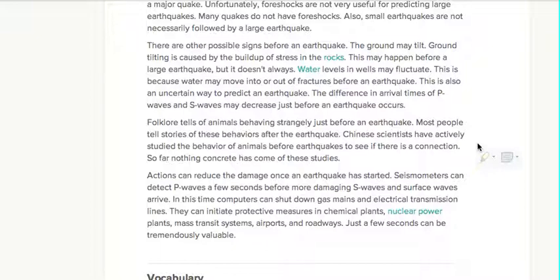Actions can reduce the damage once an earthquake has started. Seismometers can detect P waves for a few seconds before more damaging S waves and surface waves arrive. In this time, computers can shut down gas mains and electrical transmission lines. They can initiate protective measures in chemical plants, nuclear power plants, mass transit systems, airports, and roadways. Just a few seconds can be tremendously valuable.